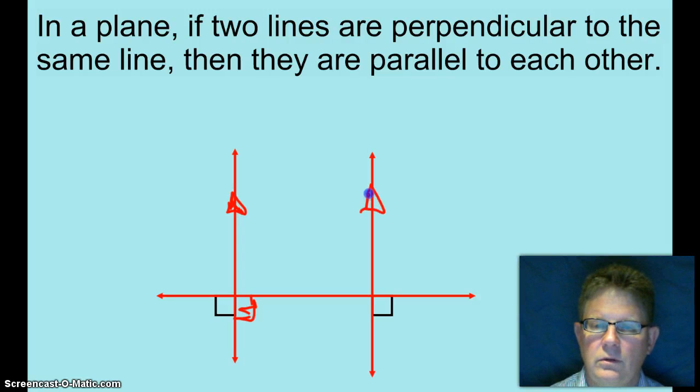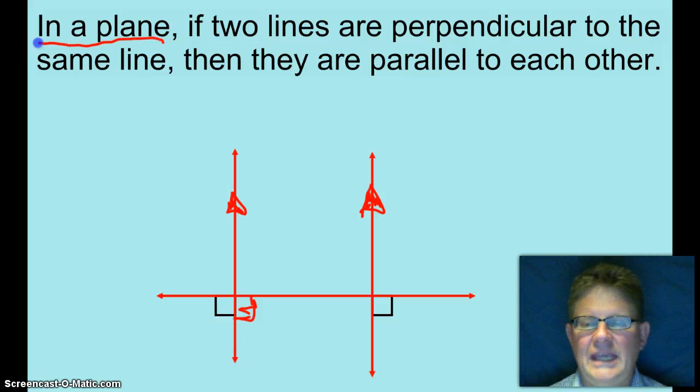Now, the reason that the first three words in this theorem are important, in a plane, is because you can have two lines that are perpendicular to the same line but not parallel. They would instead be skew. Make sure you ask me in class to show you a pair of skew lines. They're not perpendicular, but they're not parallel, but they are perpendicular to the same line. Remind me to show you that when you get into class.